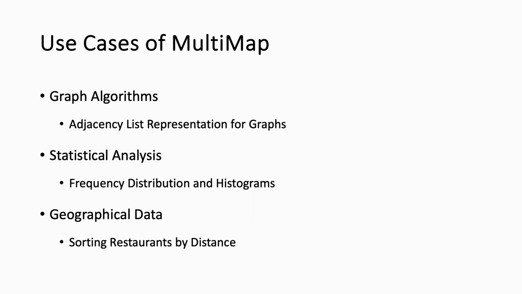Now that we understand what a multimap is and we have discussed its different implementations, let's take a look at different use cases which can be handled using a multimap. The first one is graph algorithms. We can easily use a multimap to store a graph in an adjacency list representation. Next, we can use a multimap in statistical analysis for frequency distribution and histograms. And finally, we can use a multimap to store geographical data, and we can use a tree multimap to sort the geographical data based on distance.